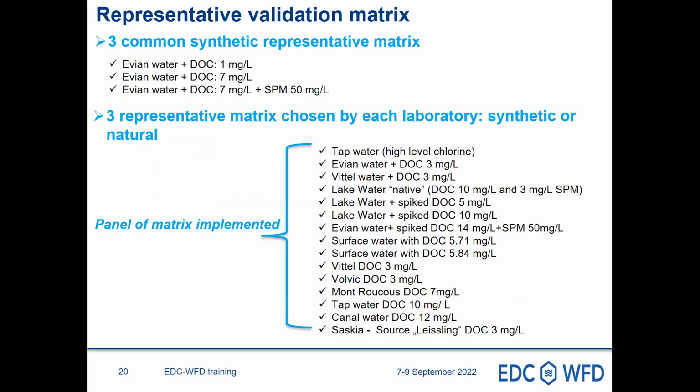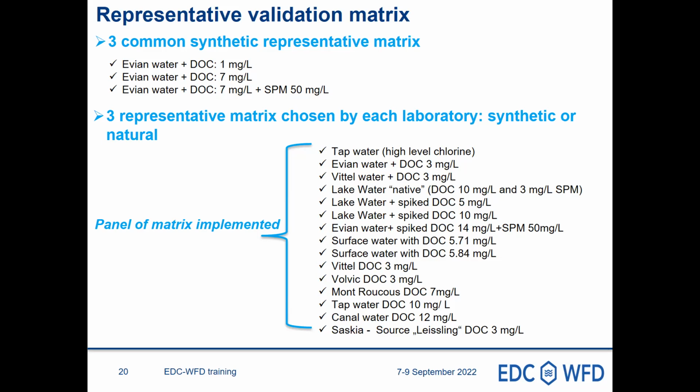So to overcome all these issues, we have made a choice. It is mandatory to have 6 different matrices to make the validation, to have a sufficient number of data to make the data treatment. And so this is our choice. We have chosen 3 common synthetic representative matrices. First one, Evian water plus DOC at a level of 1 milligram per liter, so I would say a low complex matrix. Evian water plus DOC at 7 milligram per liter, and Evian water plus DOC at 7 milligram per liter and SPM at 50 milligram per liter.